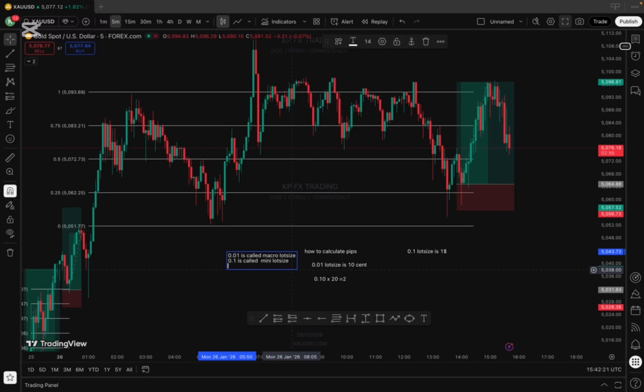1 lot and lot sizes up to infinity is called standard lot size.